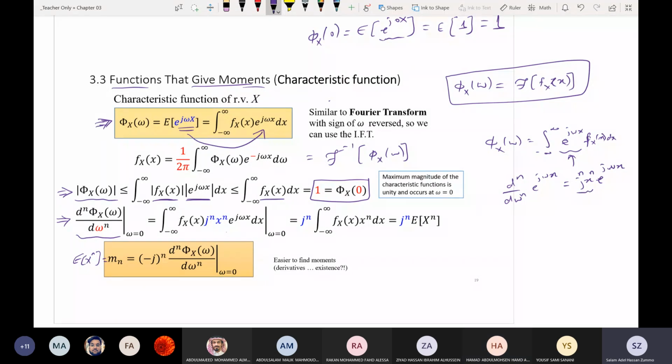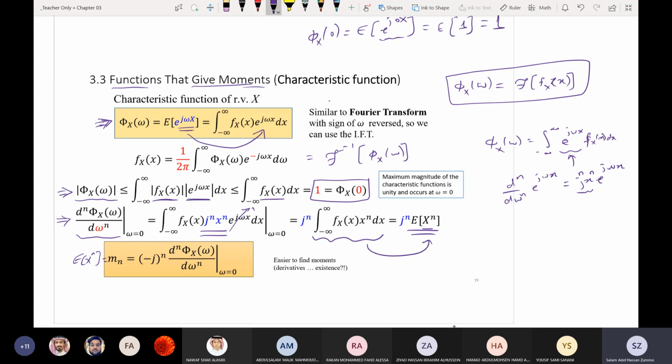Excellent. So when we differentiate, we have j to the power n, x to the power n, next to the e to j omega x. Now, when we set omega to 0, this goes to 1, sorry, and we are only left with this expression. However, what is inside the integral here? What do we know about this? This is by definition the expectation of nth order, the nth moment. Exactly. It's basically the expectation of x to the power n.